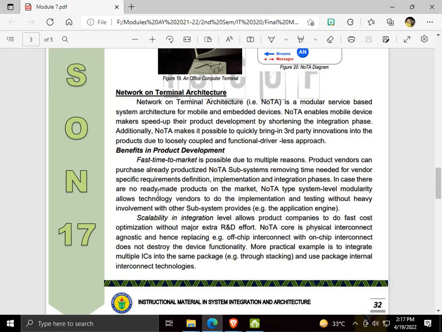Another benefit in product development, besides fast time to market, is scalability in integration. This allows product companies to do fast cost optimization. Cost optimization compares the price of the product depending on your usage and the return on investment. So what are your reasons for buying a phone or a smartphone?